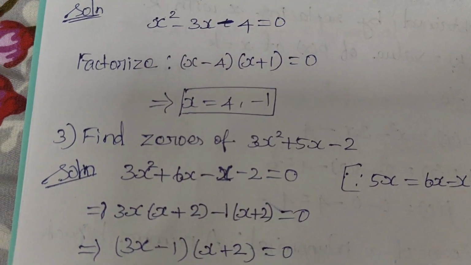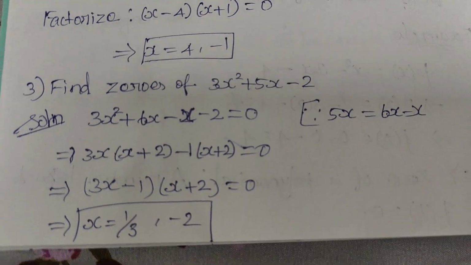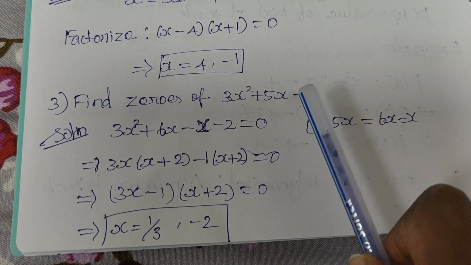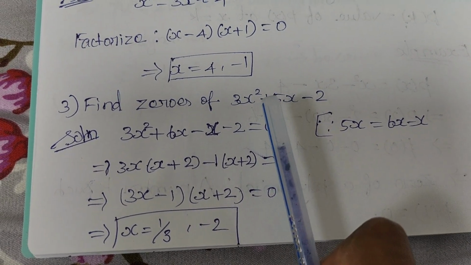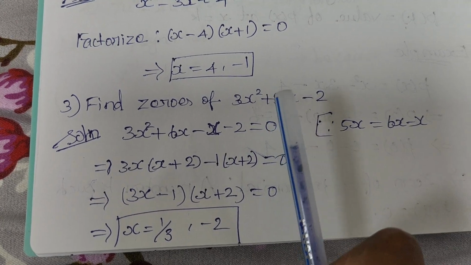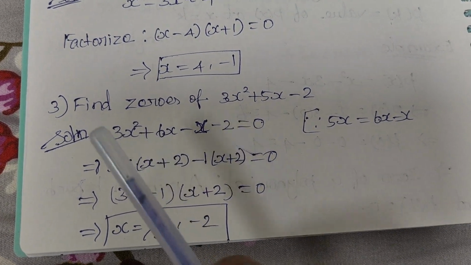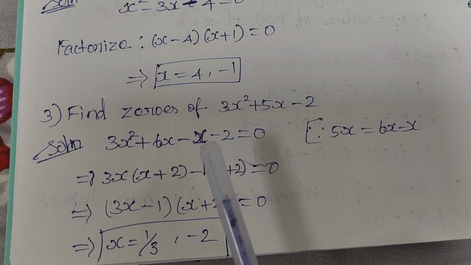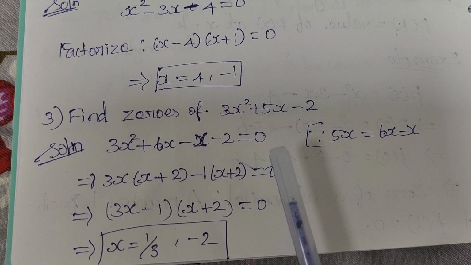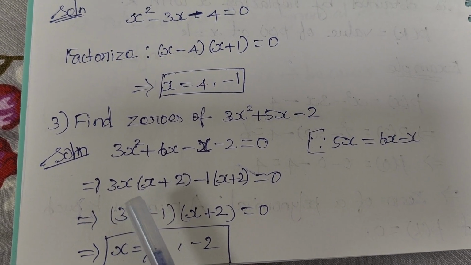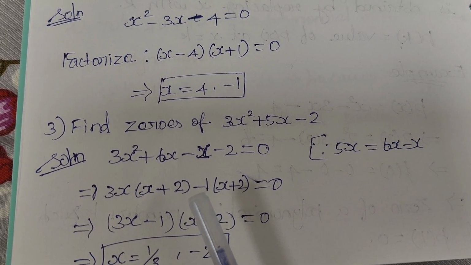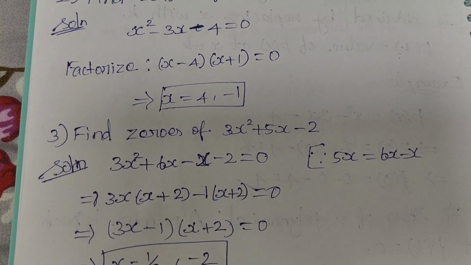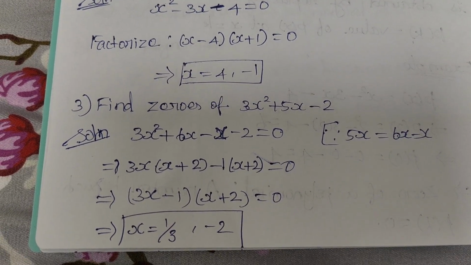Okay. See, the third example is 3x squared plus 5x minus 2. Look at the middle term 5x and split it cleverly to help factorization. Okay. So we can write 3x squared plus 6x minus x minus 2 equal to 0, which implies 3x times (x plus 2) minus 1 times (x plus 2) equal to 0. Factor out common terms in each group.